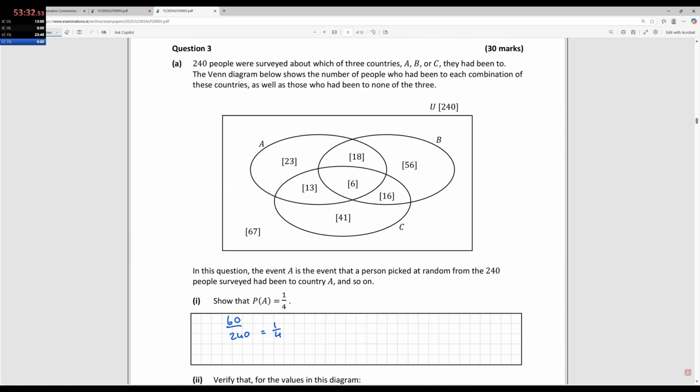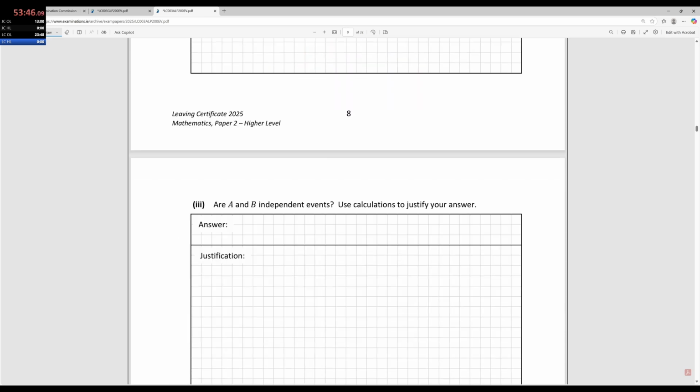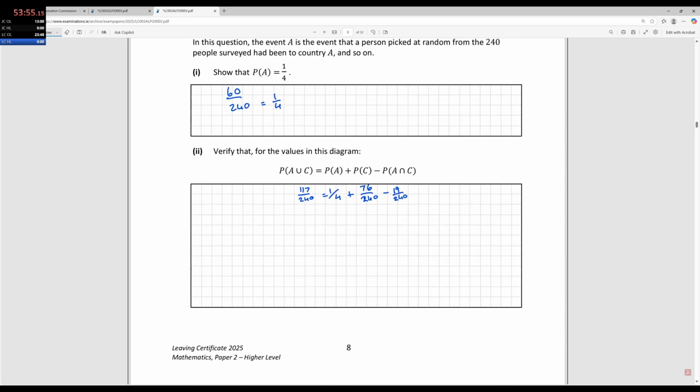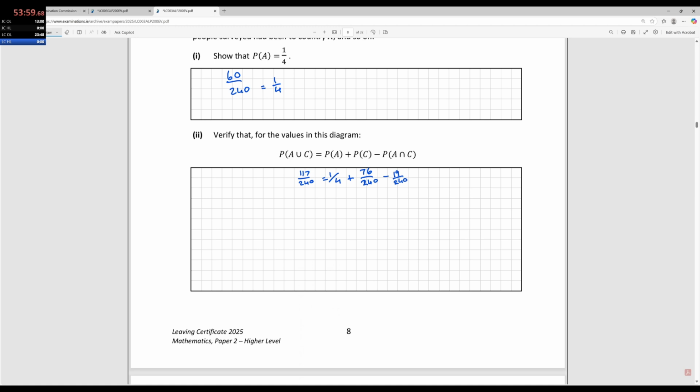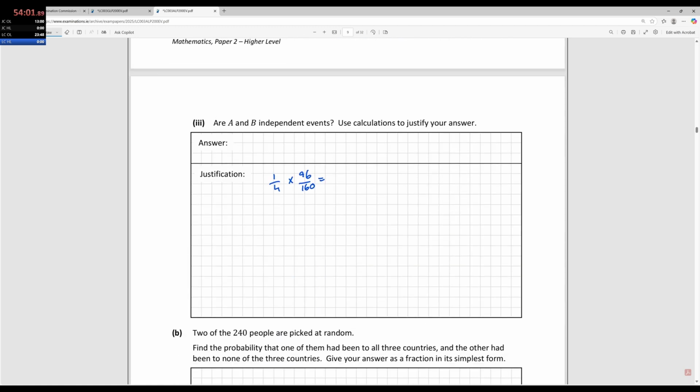Are A and B independent events? Well, that means we should be able to multiply the two probabilities to get the intersection. So A, we know is a quarter. B, we don't know yet. That's going to be 22, 40, 96 over 160. Yeah, 40, 96. And then the intersection would be 24 over 160. So we're hoping that this is true.